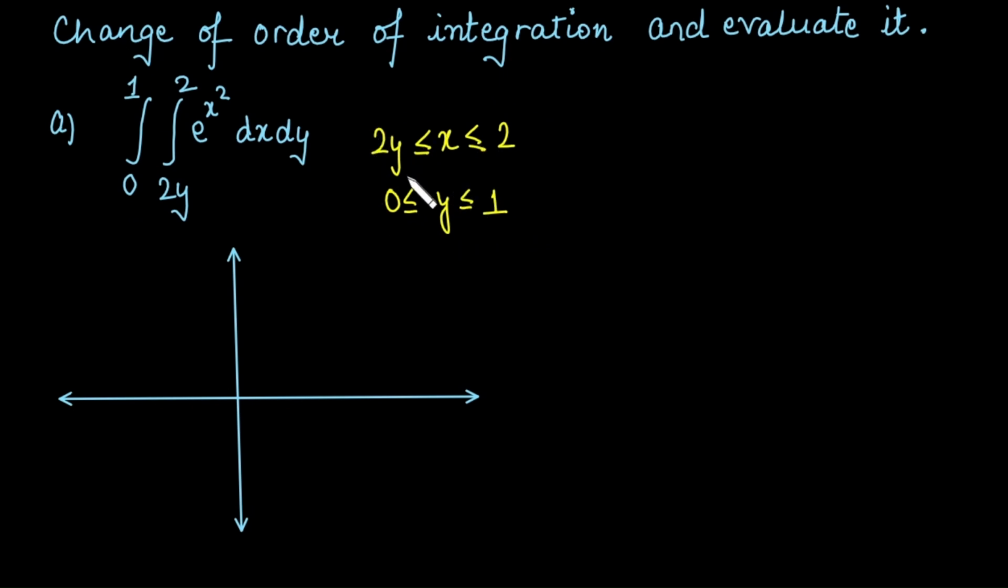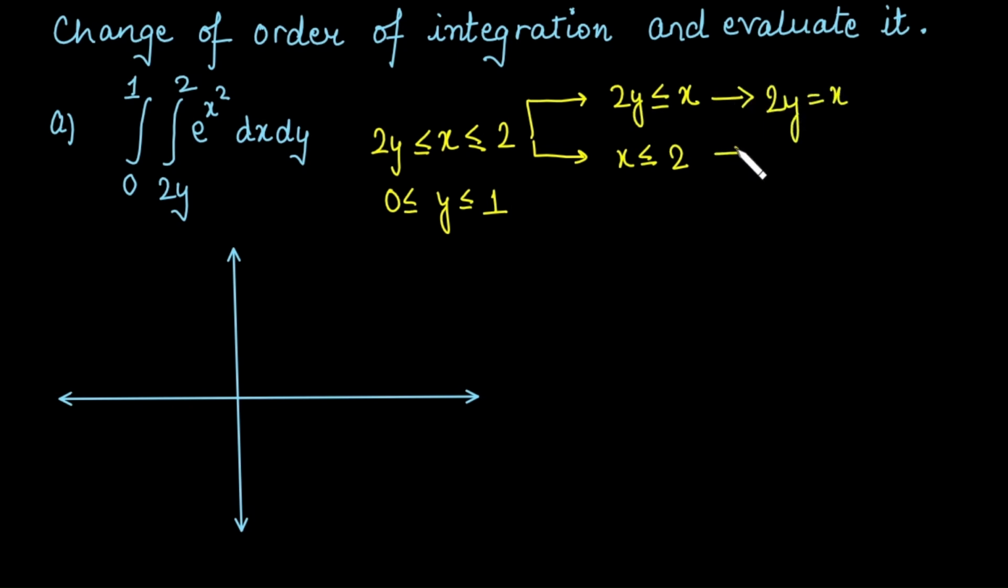So first we need to sketch this region. How to sketch this one? First step is always to break this into two parts. In this case, 2y is less than or equal to x and x is less than or equal to 2. Now, in order to deal with the inequality, first we deal with the equality form. This is 2y is equal to x and this x is equal to 2.